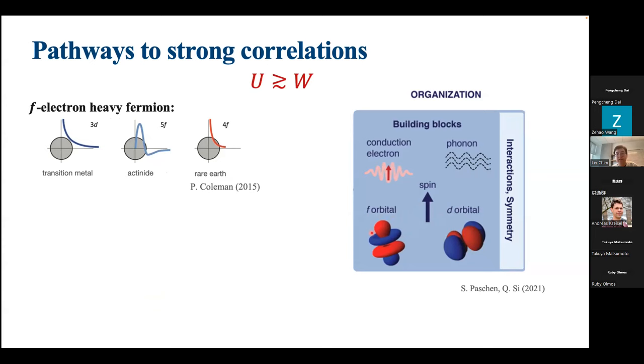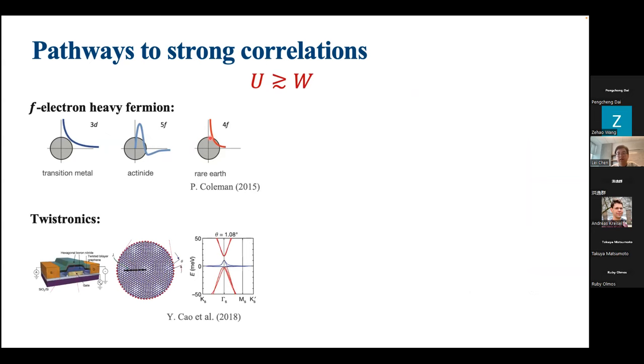I think the most conventional way, of course, is to directly find materials with partially filled electrons in well-localized atomic orbitals. The most salient example is the f-electron fermion systems. Another way to realize such limits, studied extensively in the past few years, is twistronic systems. In particular, the most famous one is twisted bilayer graphene.